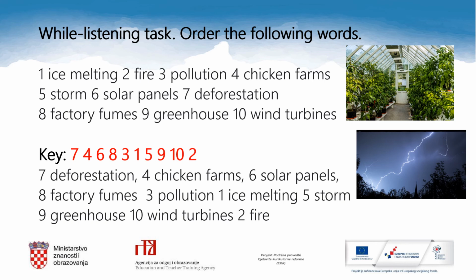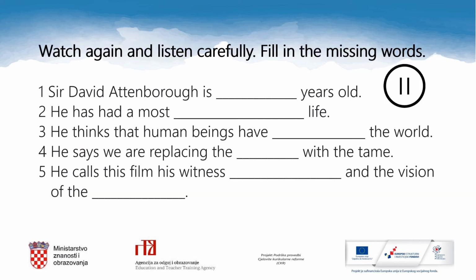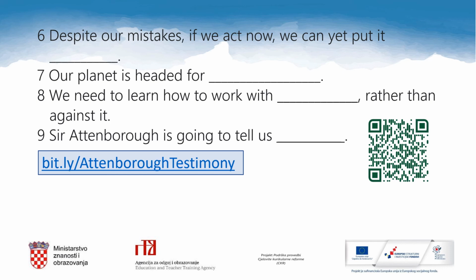Here's the key: 7, 4, 6, 8, 3, 1, 5, 9, 10, and 2. Okay, now watch it again. First pause the video, copy the sentences from the screen and the sentences on the next screen as well, and then fill in the sentences with the missing words that you hear in the trailer. You have the bit.ly link again and the QR code. When you're finished, just check. Of course, you have to check the spelling as well.